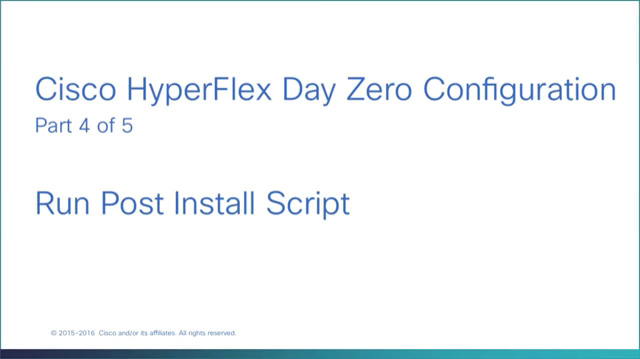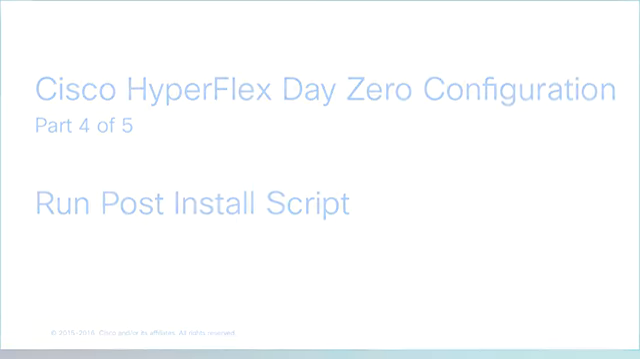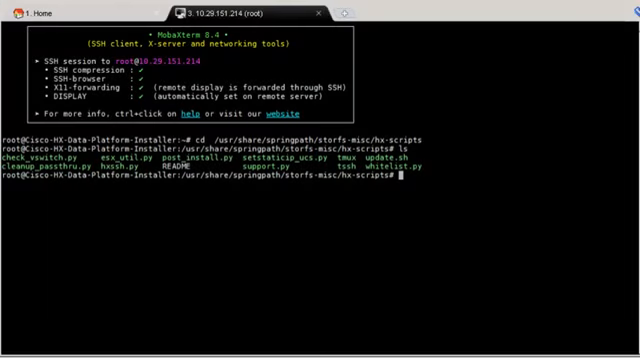Run post-install script. SSH to the OVA installer and run the postinstall.py script, which is pre-embedded in the installer VM. You can use a PuTTY session or type in the IP address of the installer VM in your web browser. It will bring up the web-based CLI screen.